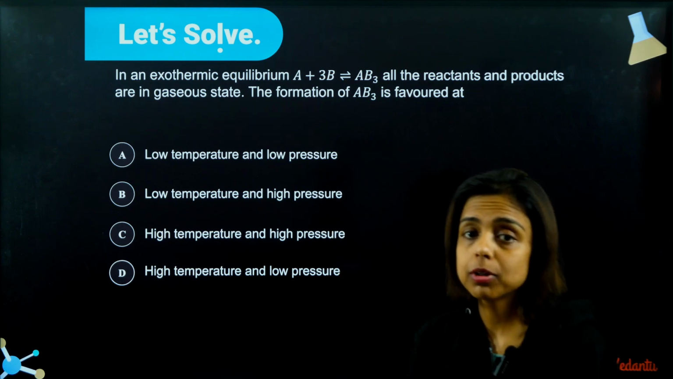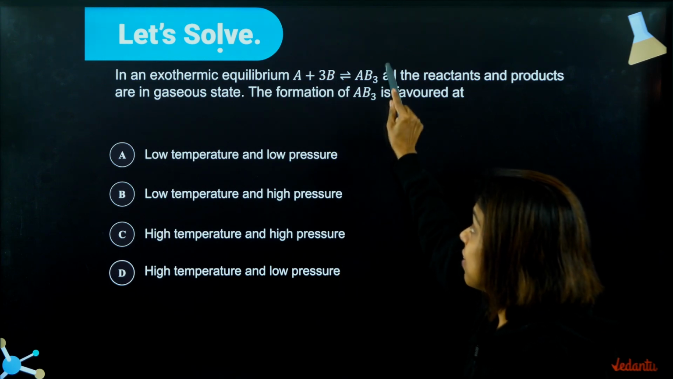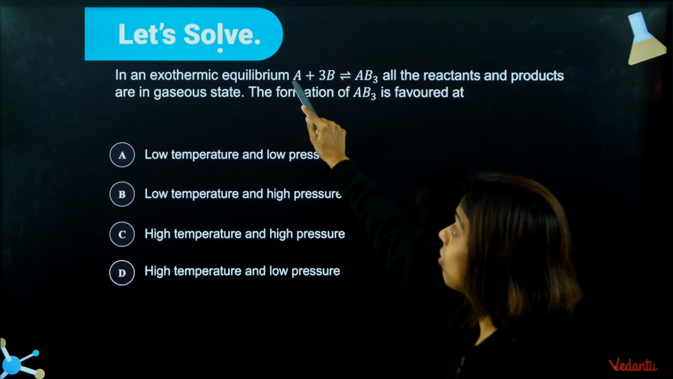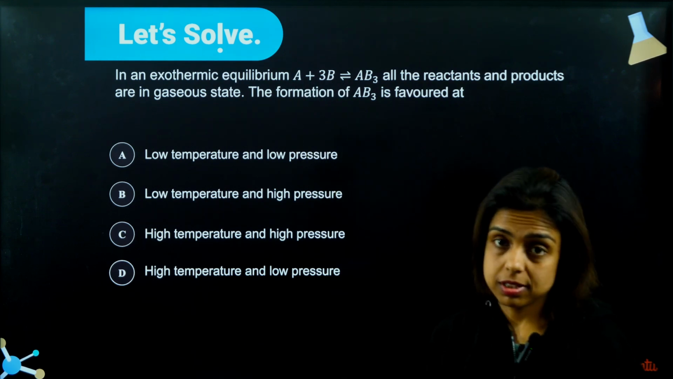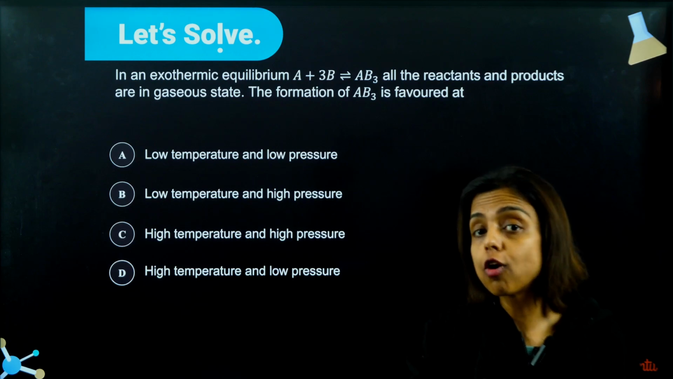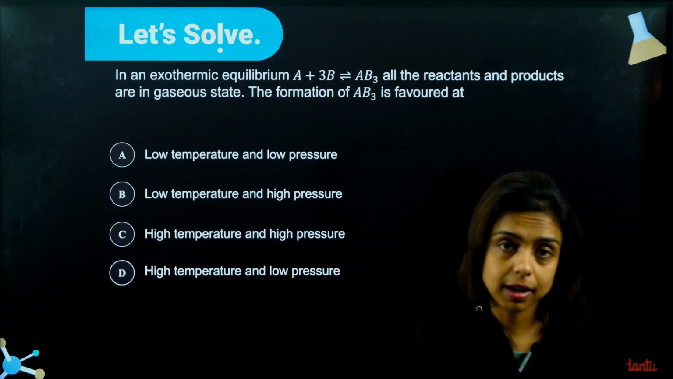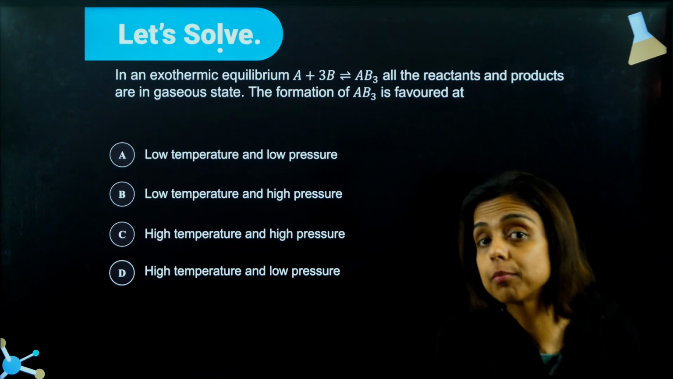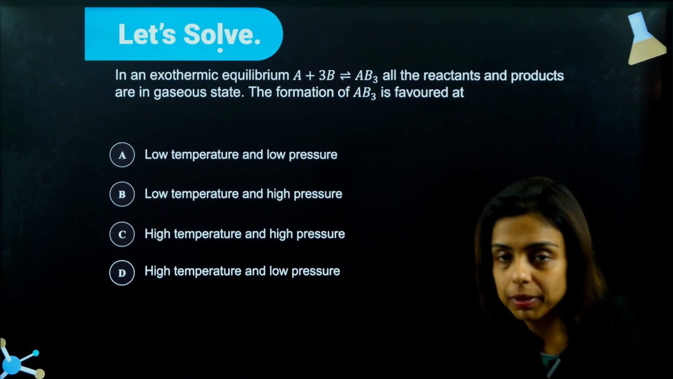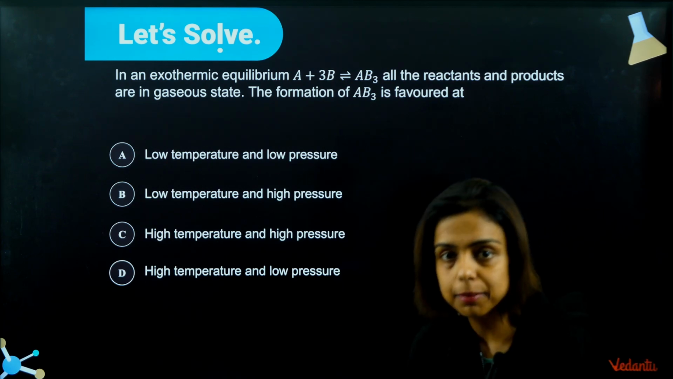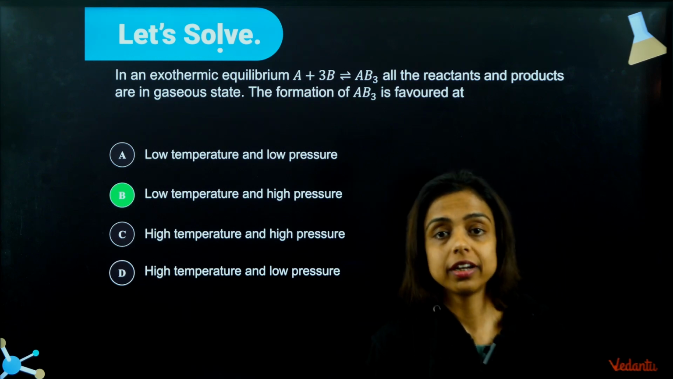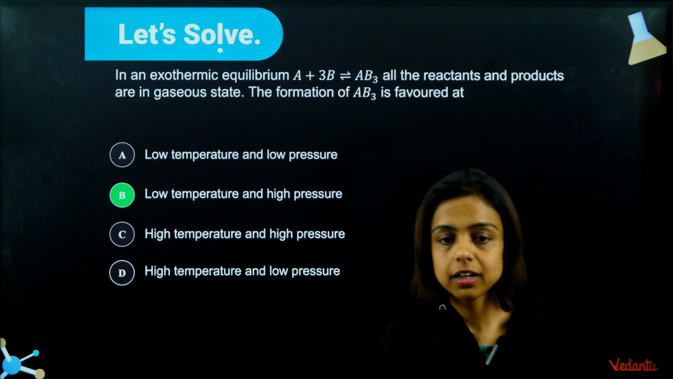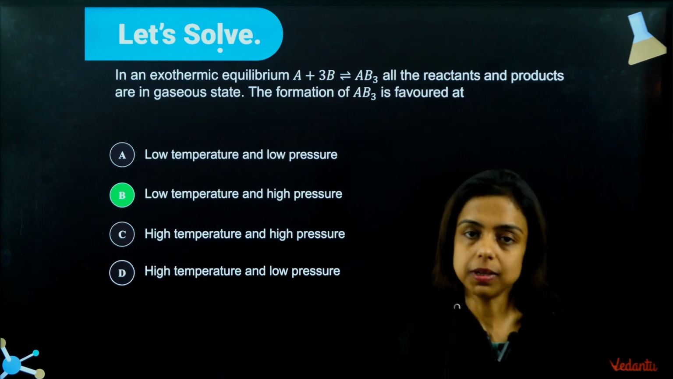Now let's check about the pressure. Product side we have 1 gas mole, right? And reactant side we have 4 gas moles. So if I want to move the reaction forward, I have to increase the pressure. If I increase the pressure, the reaction will shift towards the lesser number of gaseous moles. So product side gas moles are fewer, so by decreasing the temperature and increasing the pressure, the reaction will shift forward, resulting in the formation of AB3, right? So the answer we'll mark here is B.